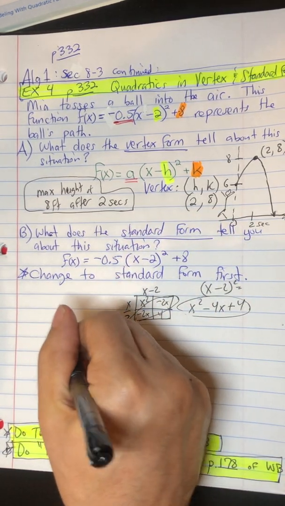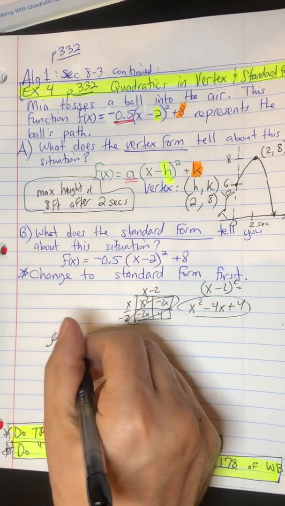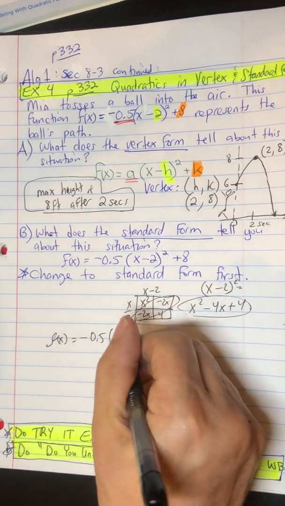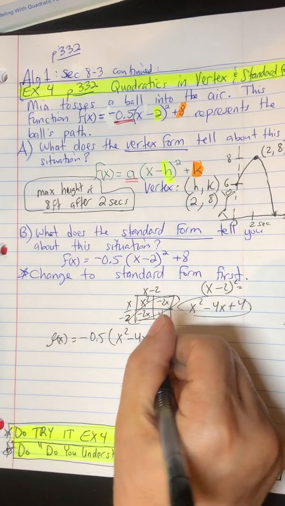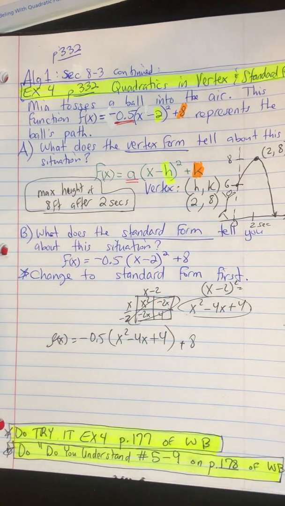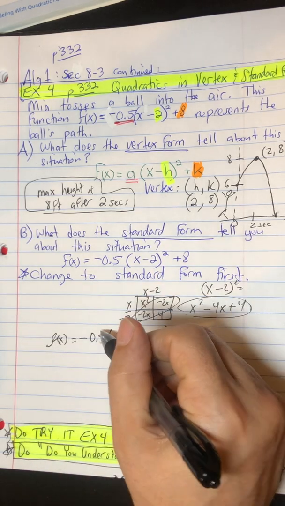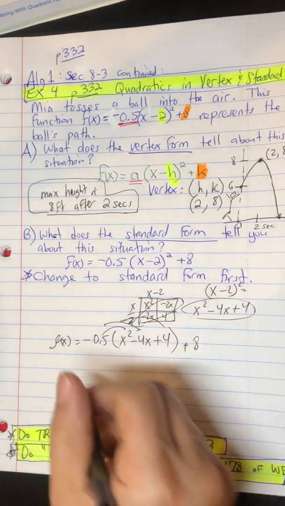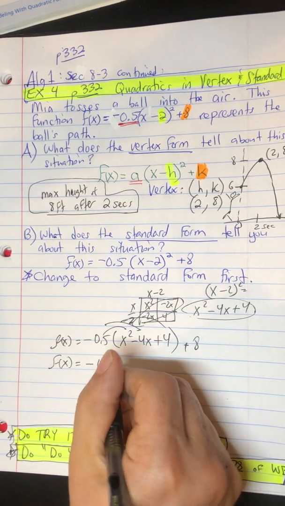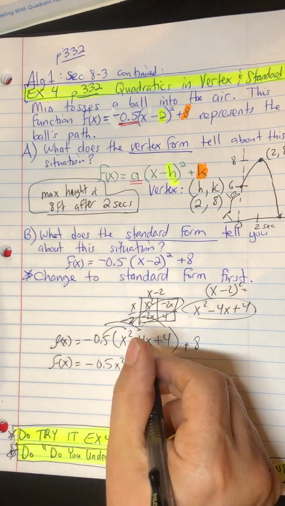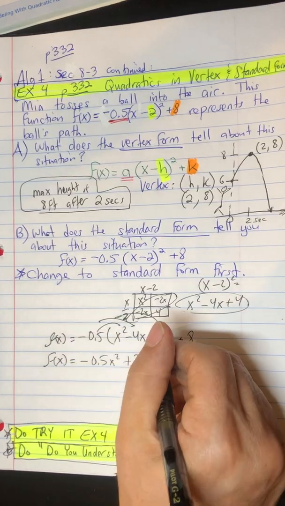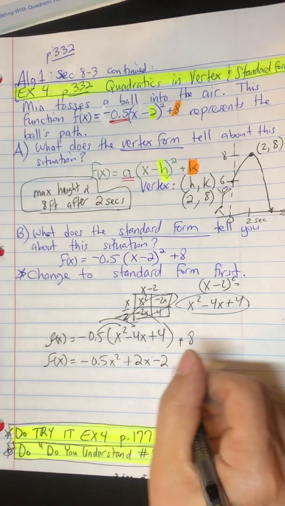So f of x, I'm changing vertex form to standard form, equals negative 0.5 times, and x minus 2 squared is, we just learned, x squared minus 4x plus 4. Then don't forget about the plus 8. Now, it's still not in standard form. To get in standard form, order of operations says distributive property first. Multiply everything by negative 0.5 in parentheses. Negative 0.5x squared minus negative 0.5 times negative 4 is plus 2x. Negative 0.5 times 4 is minus 2, plus 8.